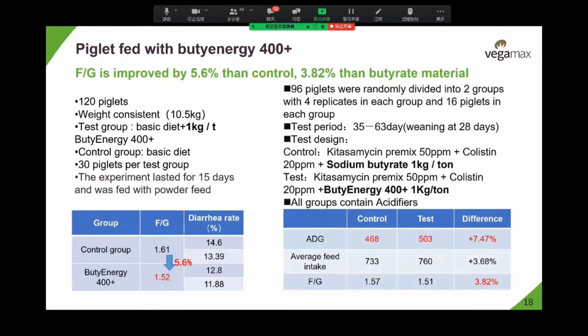This is another test on piglets. It shows that the feed gain improved by 5.6 with the dose of 1 kilogram per ton of Butyl Energy 400 Plus. And another test showed the difference between the raw material sodium butyrate and Butyl Energy 400 Plus. We found that the feed gain difference is 3.82.